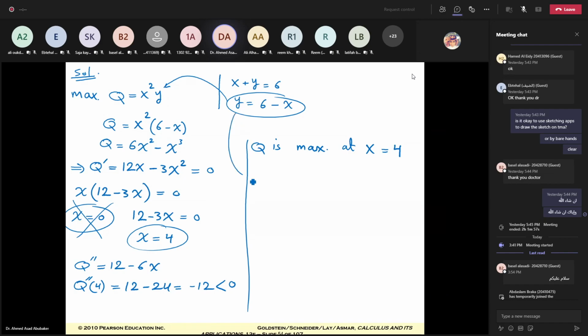To find y, using y equals 6 minus x, we have 6 minus 4. So y equals 2. This is the value of y and this is the value of x. The summation equals 6 and they satisfy the maximum value of Q.